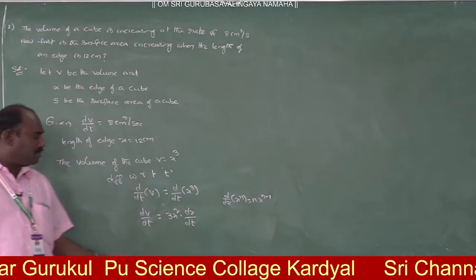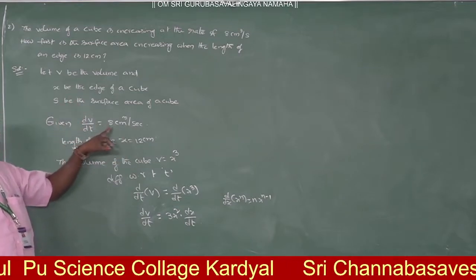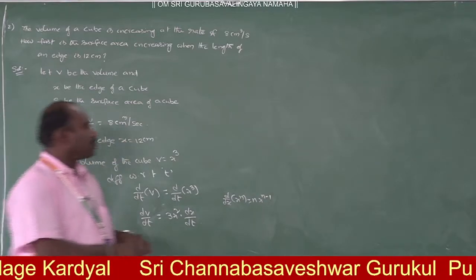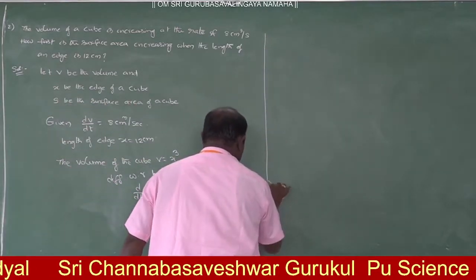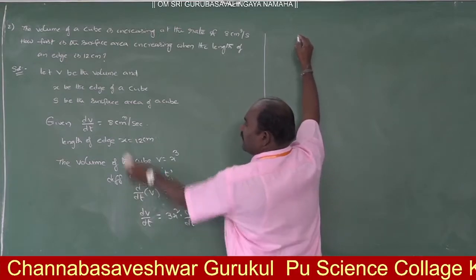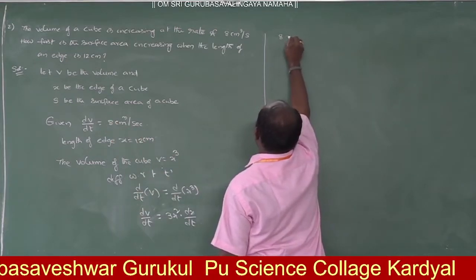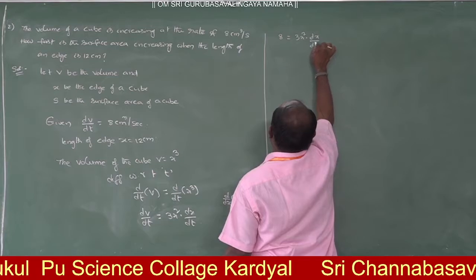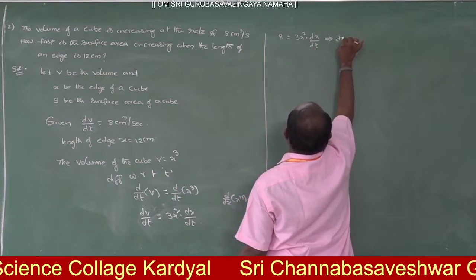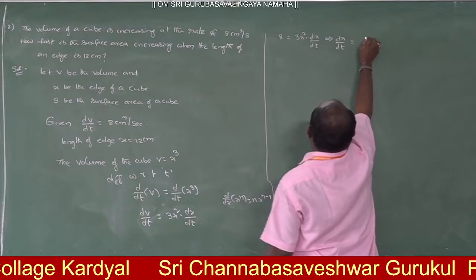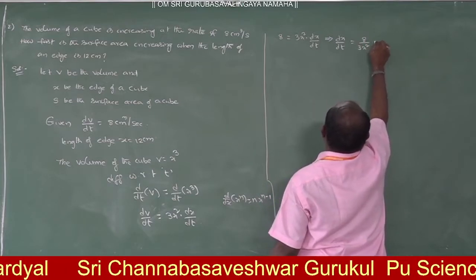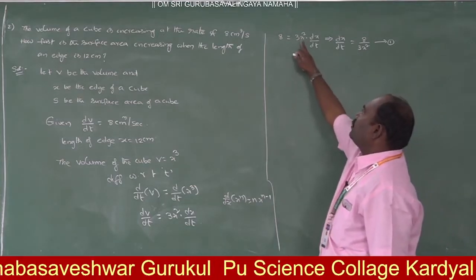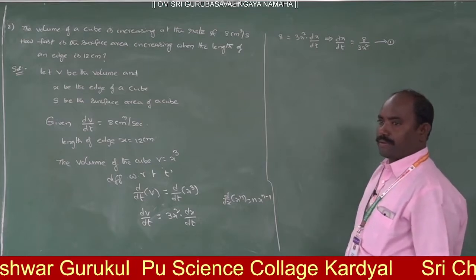Here, what is the volume change? dV by dt equal to 8 centimeter cube per second. Substitute the dV by dt value. So 8 equal to 3x square into dx by dt. So the value of dx by dt equal to 8 by 3x square. This is the one. Dx by dt equal to 8 by 3x square.